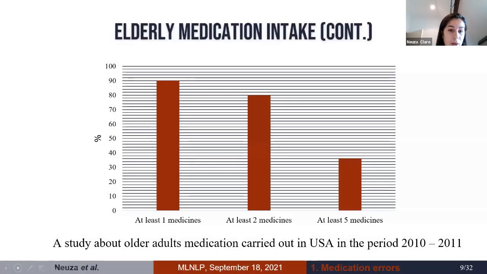A study carried out in the United States in the period 2010 to 2011 showed that almost 90% of the older people take at least one prescription drug, 85% take at least two, and 36% take at least 5 prescribed medications.